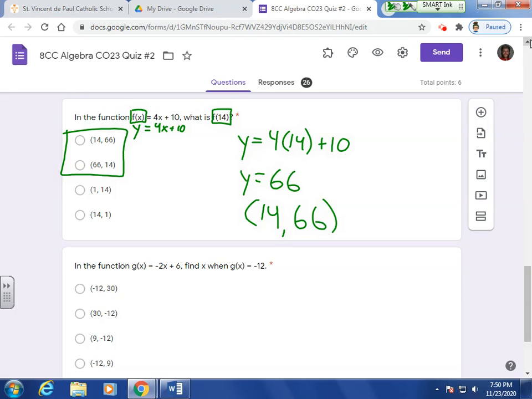Well, an ordered pair is always written in XY form. That X value comes first because I gave you X. X is 14. You solve for Y. Y was 66. So, 14, 66.